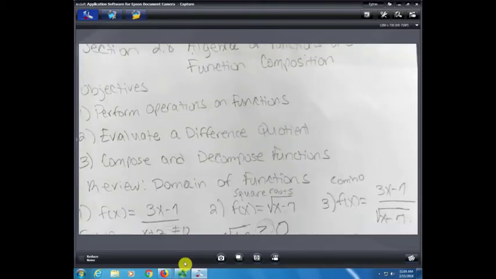And this is section 2.8. We're going to be doing three things. We want to review these domain of functions first, because when we're doing some of these problems in section 2.8, they're going to ask you for the domain of the function. You have to be able to say what it is.